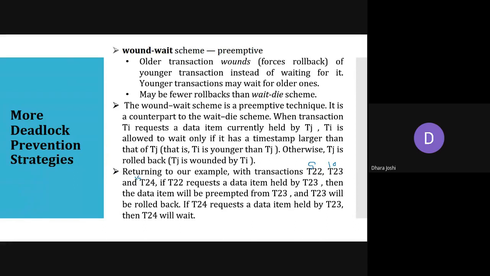If T22 requests a data item which is held by T23, then the data item will be preempted from T23. So wound means preemption, taking forcefully. So if T22 requests a data item held by T23, then the data item will be preempted from that and T23 will be rolled back.